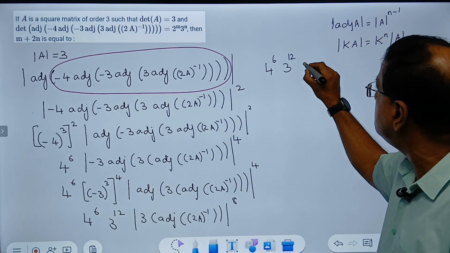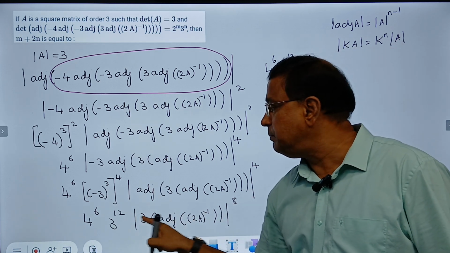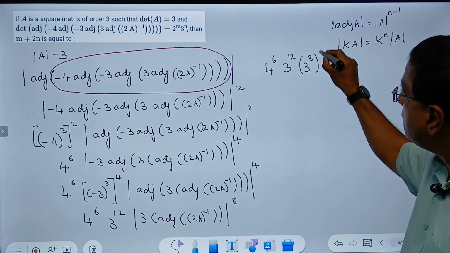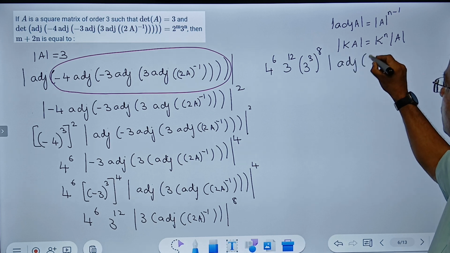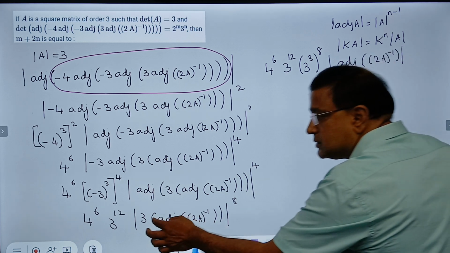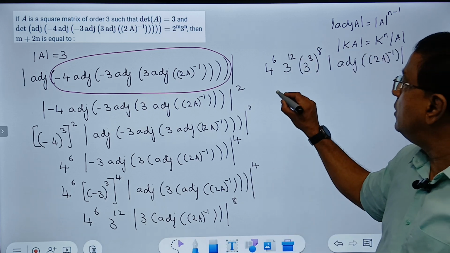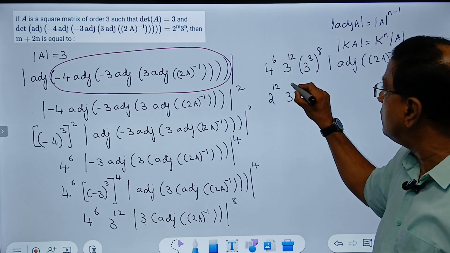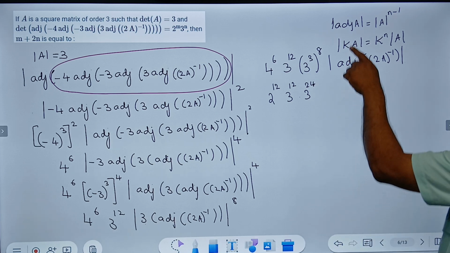Once again here this will be 3 power 3. Why 3 power 3? This is a matrix of order 3. And already it's power 8. So I have to raise it to the power 8 into determinant of adjoint of 2A the whole inverse. Is it clear? Here this K is 3. K power 3 whole power 8. So this will become, I will write this as 2 power 12, and this will be 3 power 12 into 3 power 24.